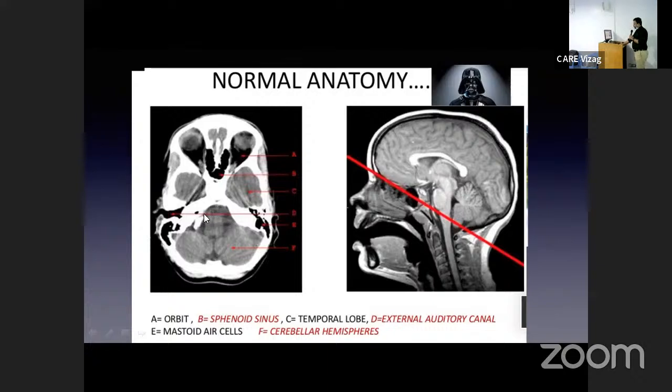If you are not able to identify the CSF space around the medulla here, then you can think of raised ICP or any condition where there is herniation compromising the CSF spaces, or any cerebellar edema reducing the CSF spaces. So appreciation of the CSF around the brainstem or the medulla oblongata is very important.